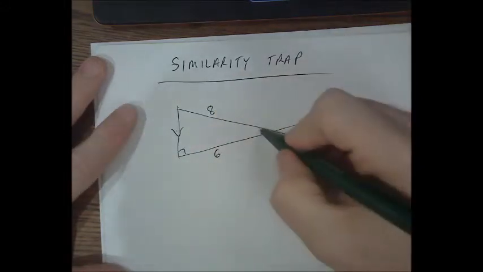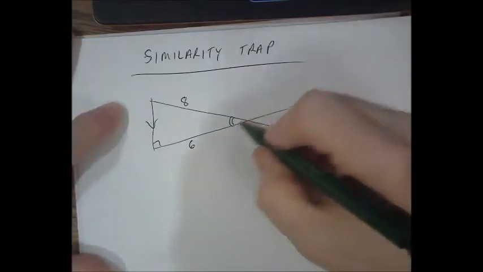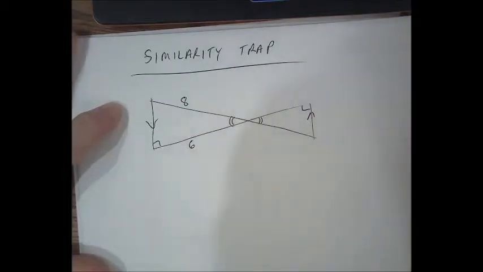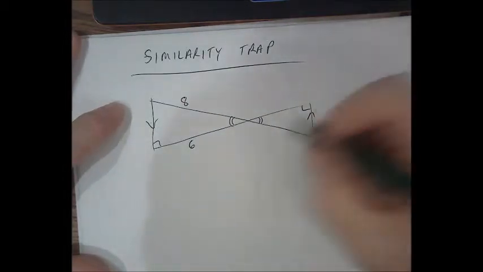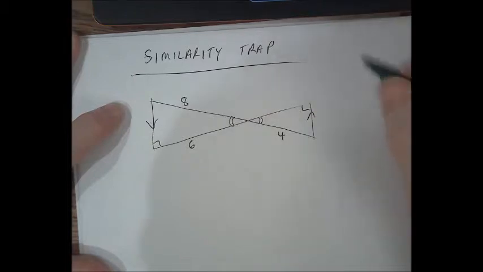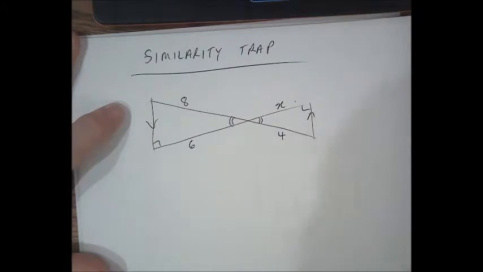So you can use SOHCAHTOA to find this, and then you can move that over there using vertically opposite angles, and then maybe I tell you that this is 4, and because you know this angle, you can now do SOHCAHTOA to find that. But you don't need to.